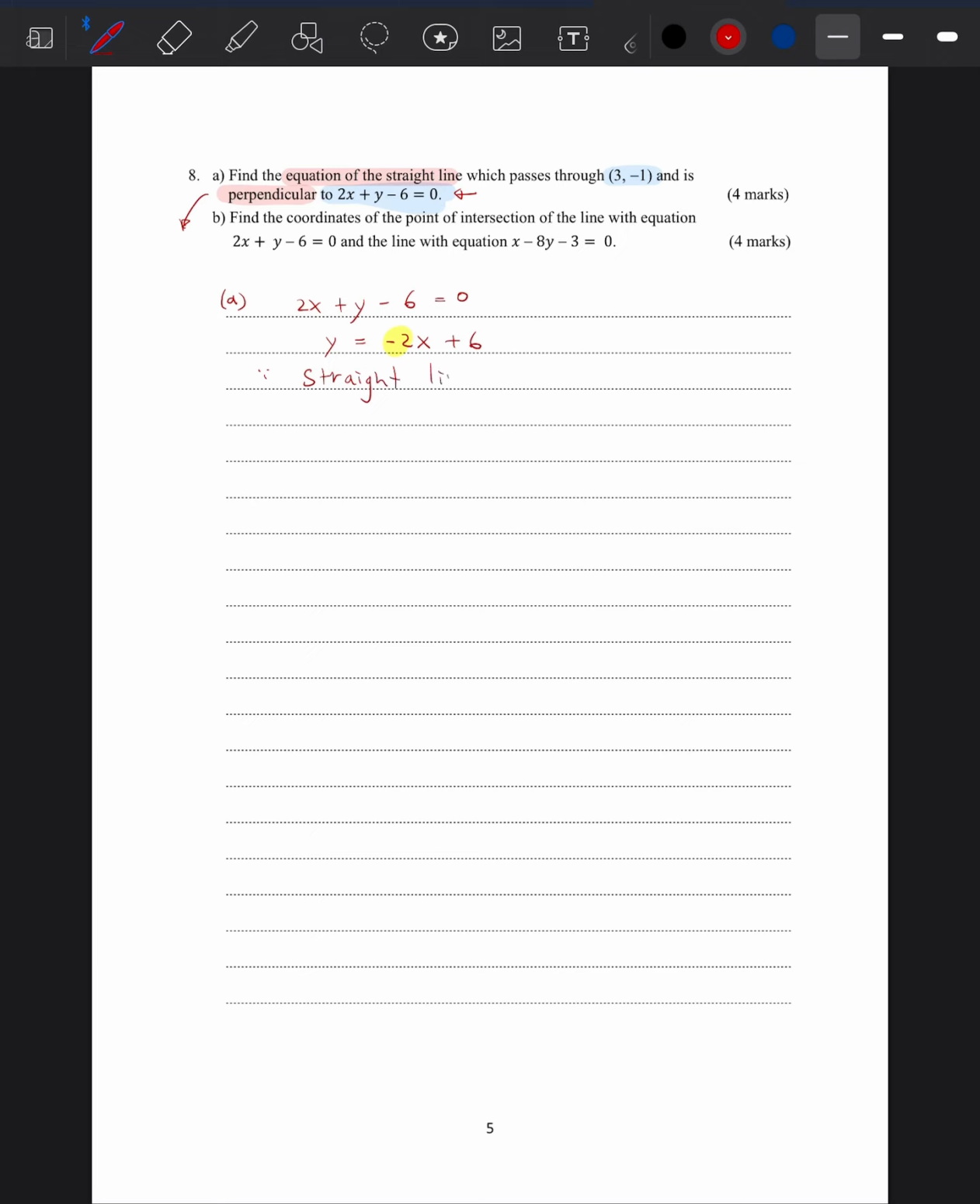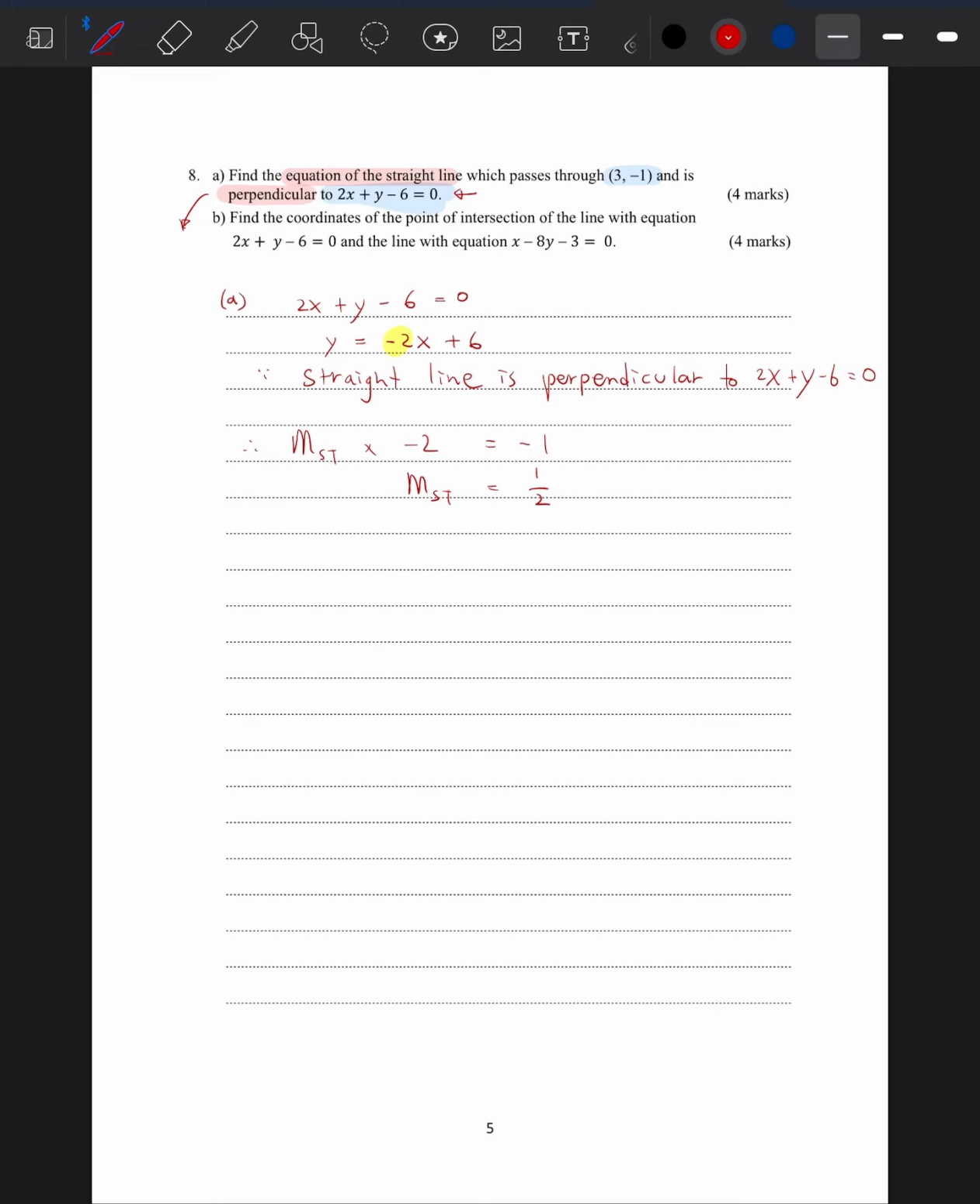So the other line, because the straight line is perpendicular to 2x plus y minus 6 equals 0, you know that the gradient of the straight line times this -2 here has to equal -1. So therefore, the gradient of your straight line is equal to 1/2.